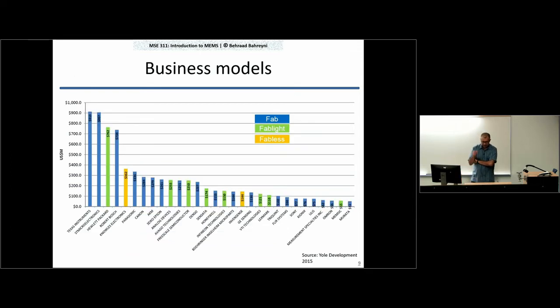In terms of business models, there are three different approaches. You look at the cost to make your device and what you need to make your device. If you look at the microelectronic industry, a vast majority of the companies don't make their own chips anymore, right?